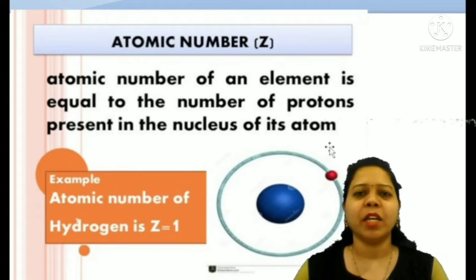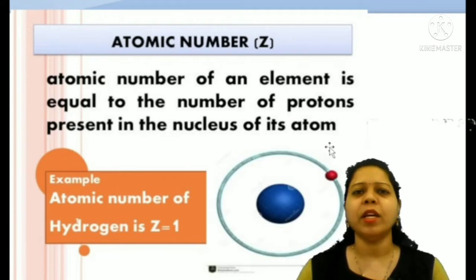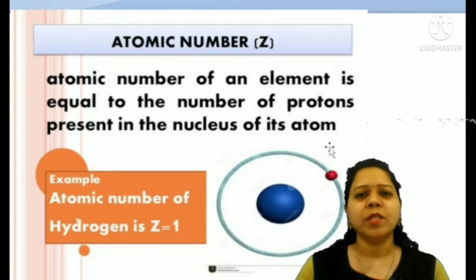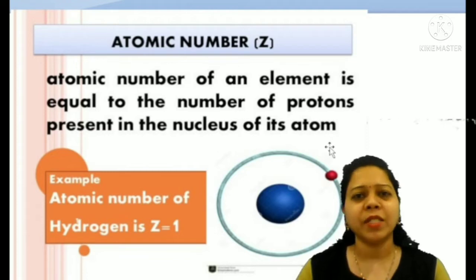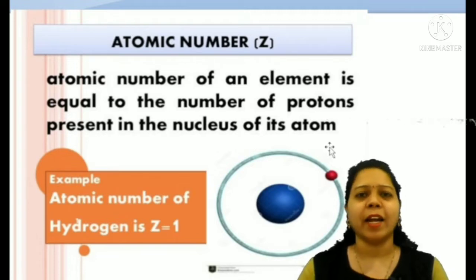Now we know that in each atom there are how many subatomic particles? 3 subatomic particles. Which are those? Neutrons, protons, electrons. These are the 3 subatomic particles present in each and every atom. Neutrons and protons are present inside the nucleus of an atom, and electrons are present outside the nucleus. Proton has a positive charge, electron has a negative charge, and neutron is chargeless. But this atomic number definition tells us that atomic number is nothing but the number of protons present inside that atom.